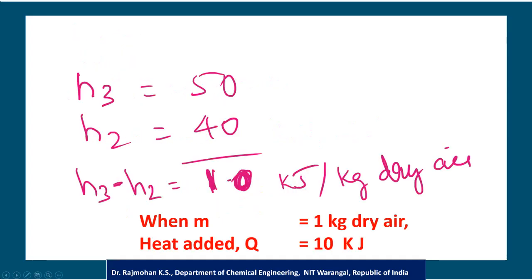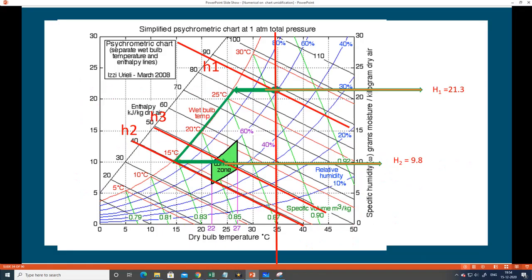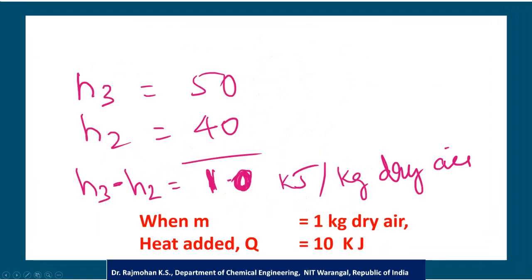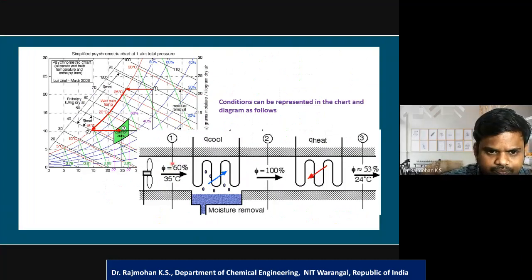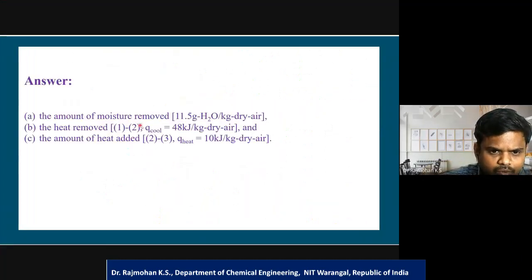Similarly, there is some heat addition after the heat removal. So that is h3, which we got as 50, and h2 we got as 40. Refer to the graph. The difference in the value is 10 kilojoules per kg dry air. Similarly, q is equal to m dot into h3 minus h2. So m is assumed to be 1, which means we get q equal to 10 kilojoules. The amount of moisture removed, heat removed, and amount of heat added can be calculated.